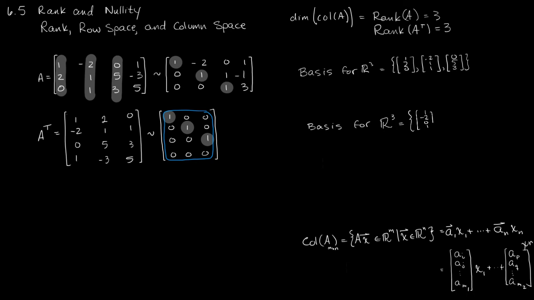(1, negative 2, 0, 1), (2, 1, 5, negative 3), and (0, 1, 3, 5). There are only 3, so we need all 3 of them. All right, so those 3 vectors also form a basis of R3.